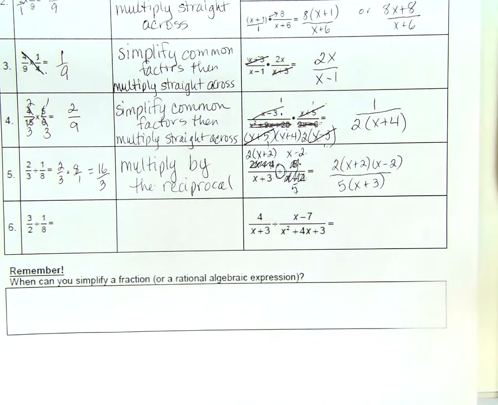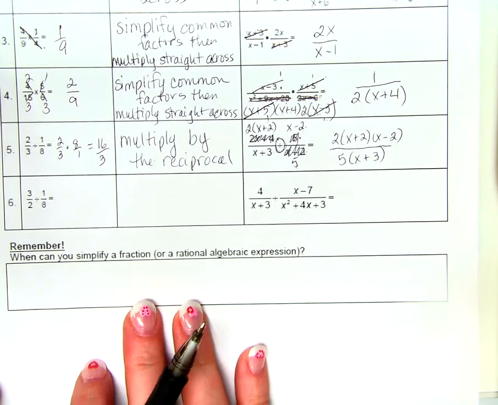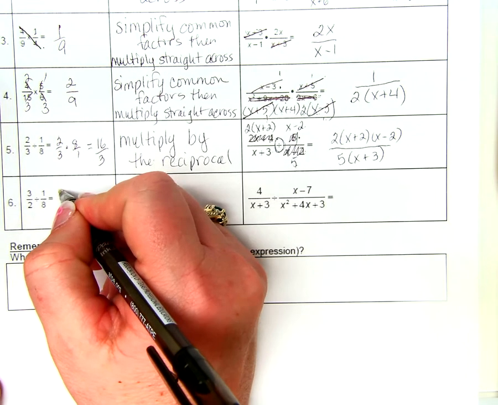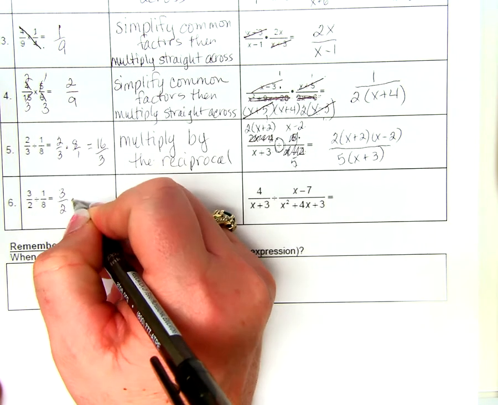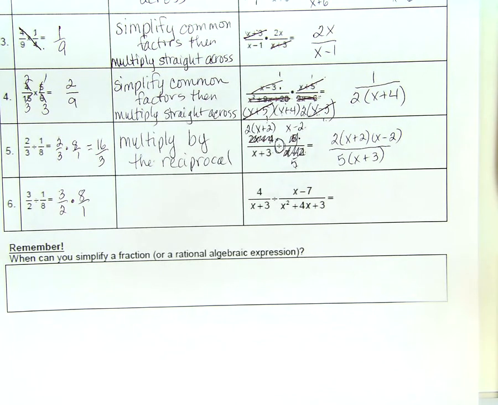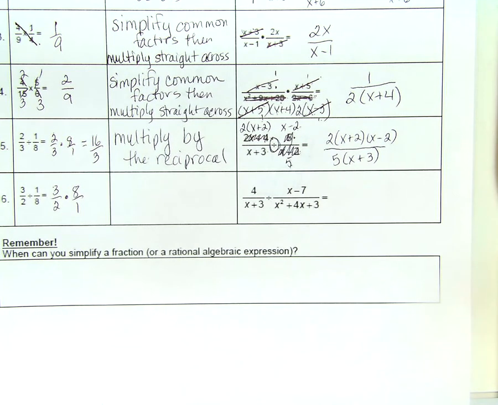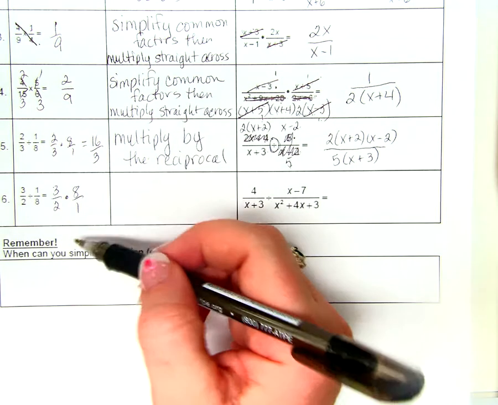All right, so what about 6? I don't need it to be a division problem. I need it to be a multiplication problem. So I have 3 over 2 times 8 over 1. This is one of those situations where with the little fractions, either way is just as easy. But with the rational expressions, it's easier to simplify first. Okay? How can I simplify this problem?